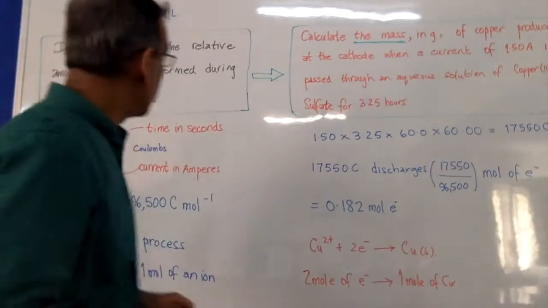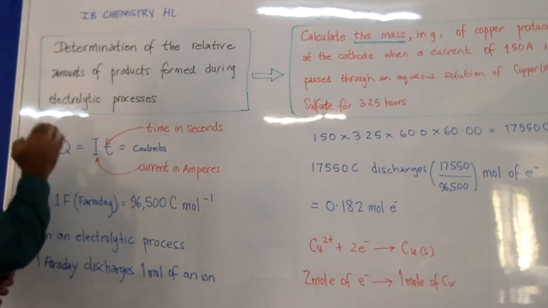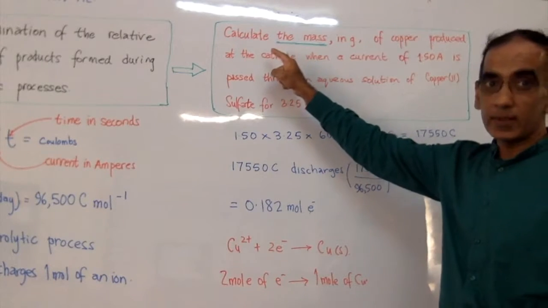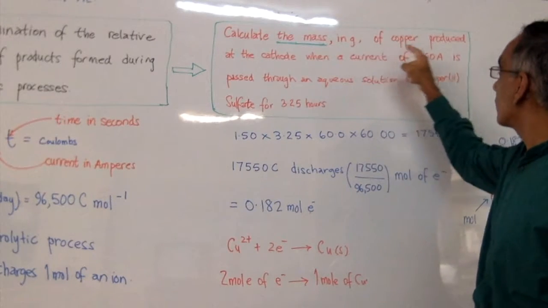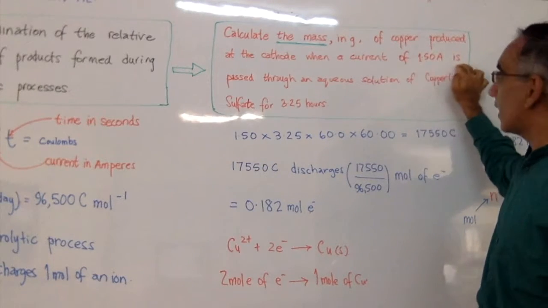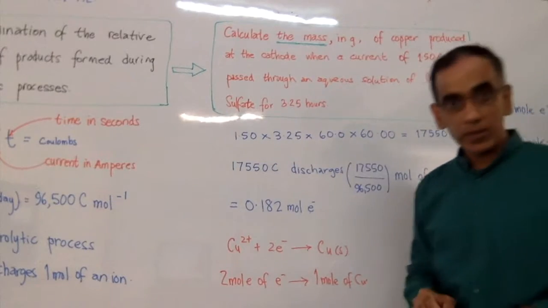Welcome again. Today we look at the determination of the relative amounts of products formed during the electrolytic process. As we look specifically at this question, to calculate the mass in grams of copper produced at the cathode when a current of 1.50 amps is passed through an aqueous solution of copper-2 sulfate for 3.25 hours.